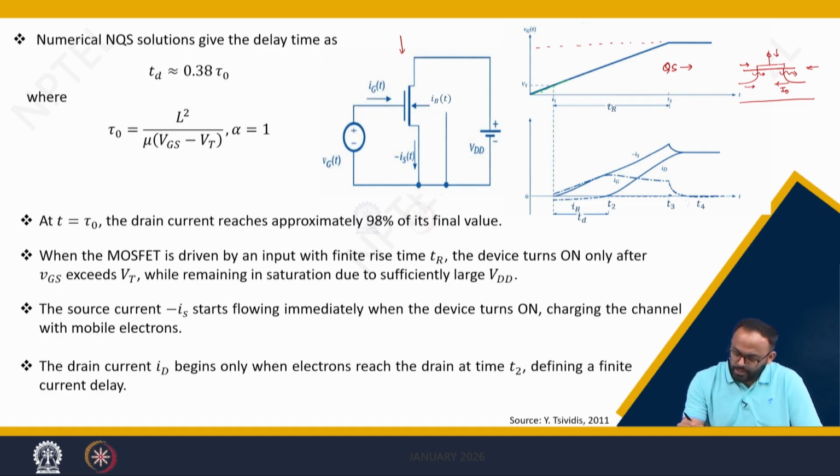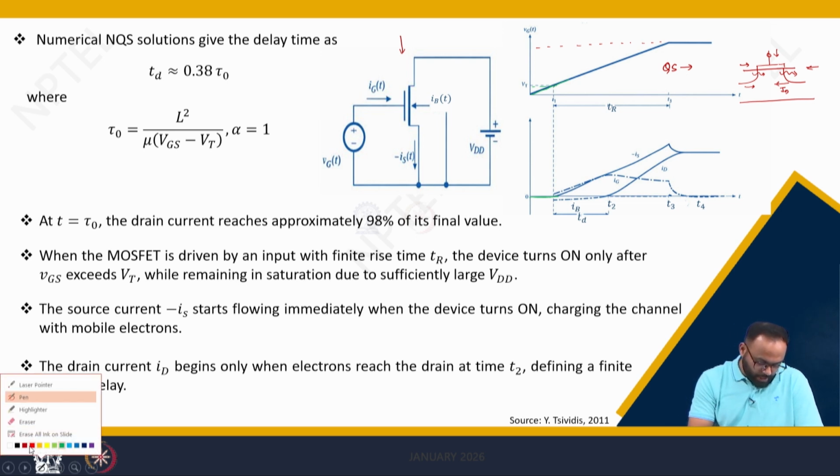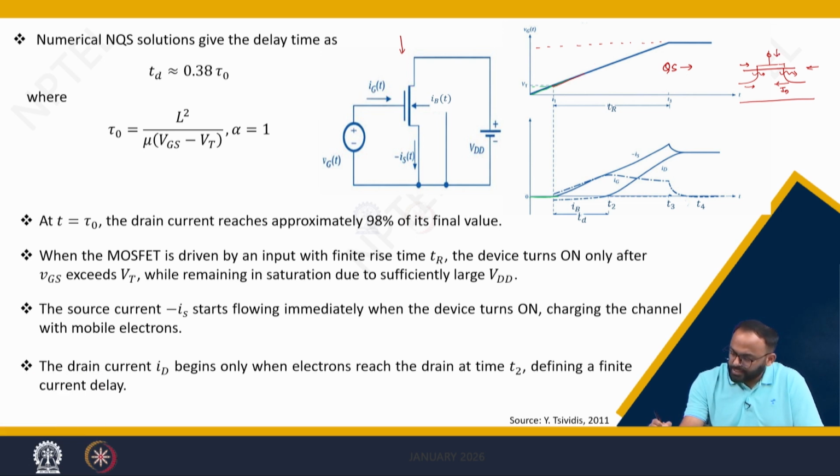When the input rises slowly, then till Vt, till threshold voltage, there is no current. But the moment you increase the input voltage beyond Vt, then the gate charge changes, right? Because you are increasing Vg. When you increase Vg, the gate charge will change. The change in the gate charge can be counterbalanced by the change in source charge or near the source, and hence the source current immediately rises like this, correct? So this is minus Is.